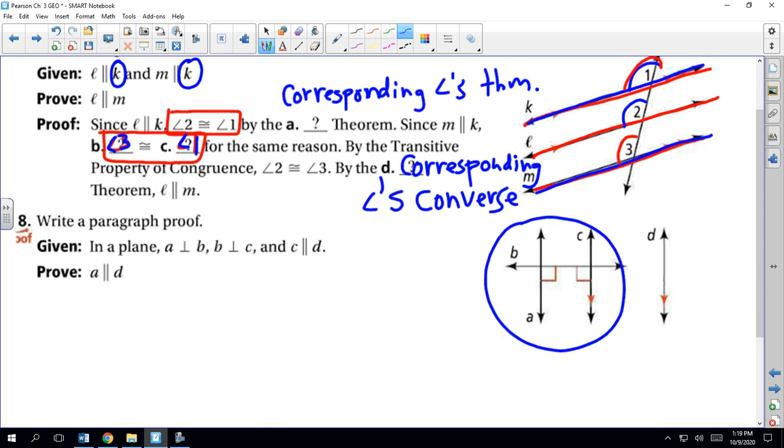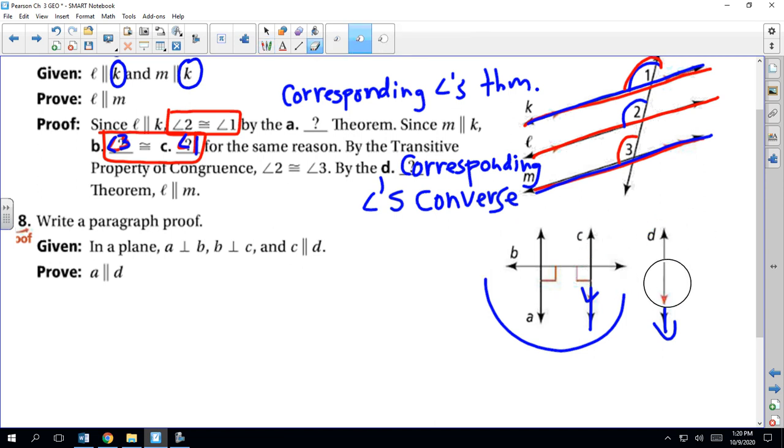And C is parallel to D. So notice that C is parallel to D. You can see the little arrow marking there and there. We're going to prove that A is parallel to D as well. So as I look at this picture, let's go ahead and get the ink off of this.